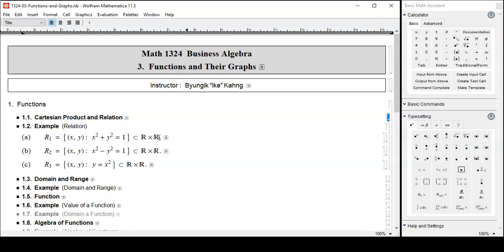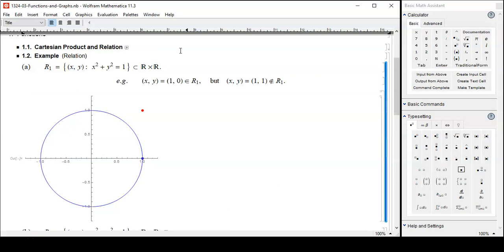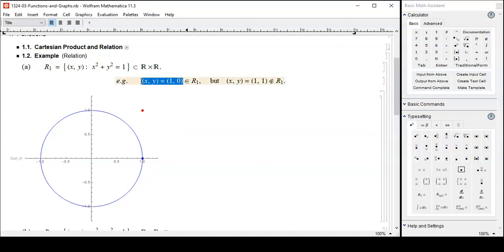Okay, let's look at the first relation a little bit deeper. It turns out the first relation is the circle x squared plus y squared is equal to 1. It's a circle centered at the origin with radius 1. Here's an example. (x, y) is (1, 0). This point here, and as you can see, it's on the circle. It belongs to this relation. You can check: 1 squared plus 0 squared is 1. Yes, indeed.